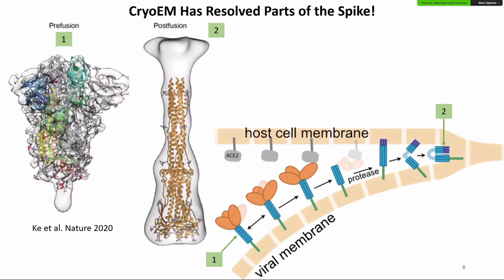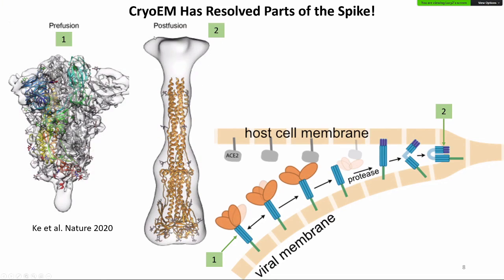So cryo-EM has told us a lot over the past year. It won a Nobel Prize very recently in chemistry because it's come so far. And it's kind of resolved what these spikes look like in atomic detail, right? So over here on the left, we have actual structures that people got from cryo-EM experiments of the spike in these two states, right? This first one on the left is the pre-fusion state, corresponding to this part in this kind of cartoon diagram, where it's sort of just hanging out on the viral membrane, looking for ACE2 molecules.